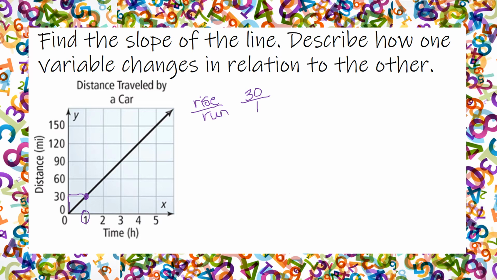So that 30 is 30 miles per hour. Even though my slope is 30 over 1, or just 30, that means in relation to the units on the side, I've got miles per hour. So this car travels 30 miles in 1 hour.